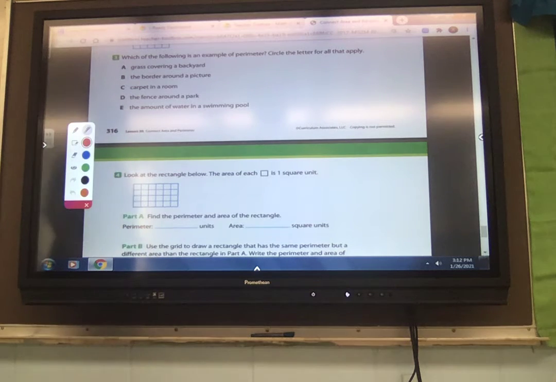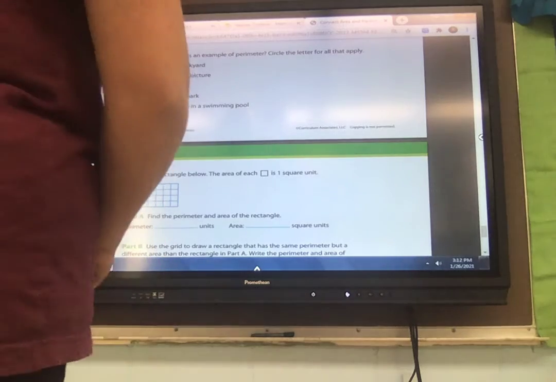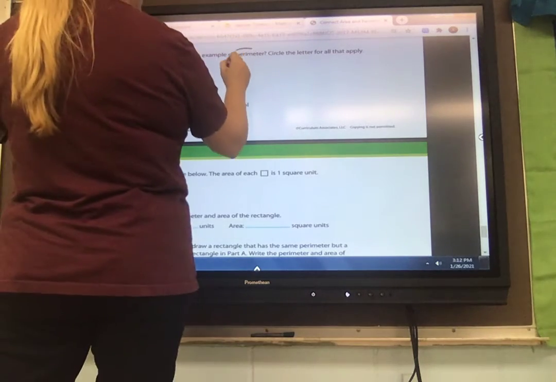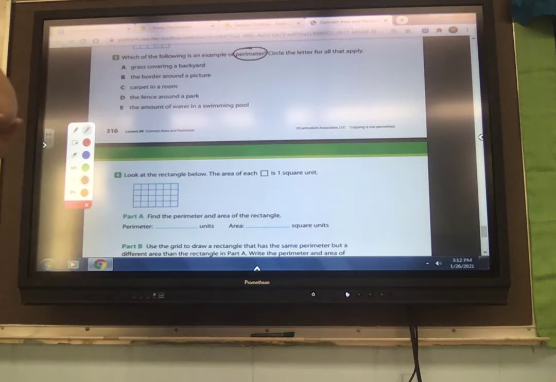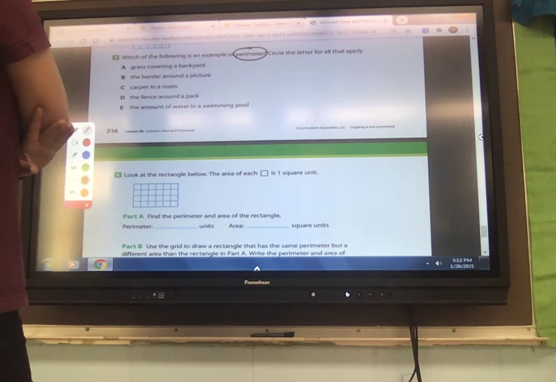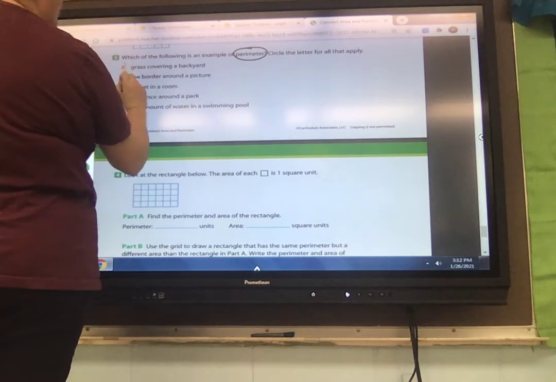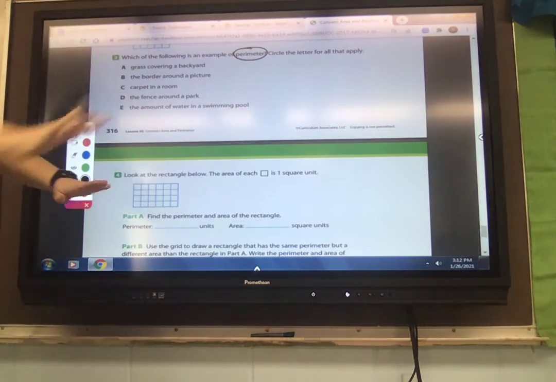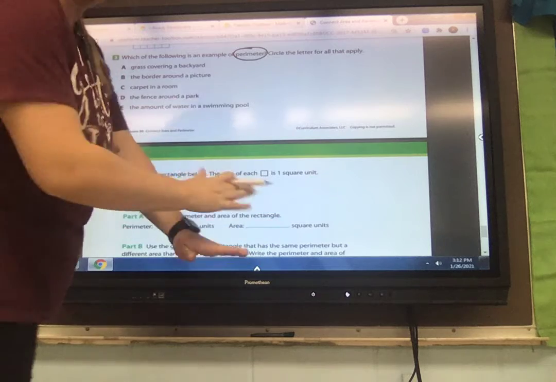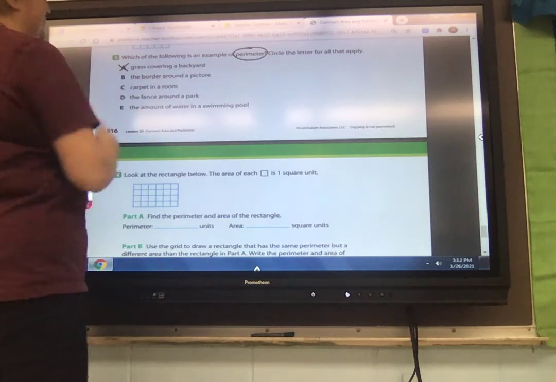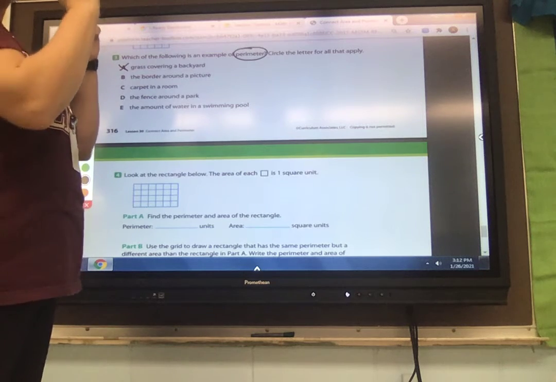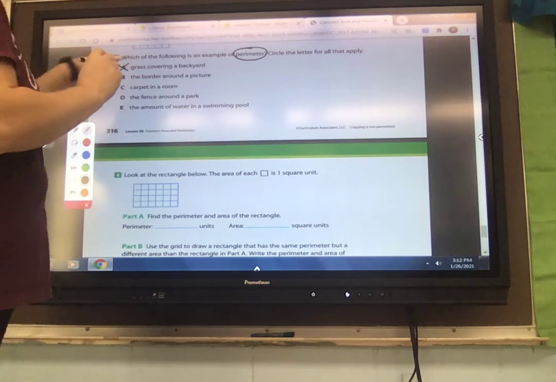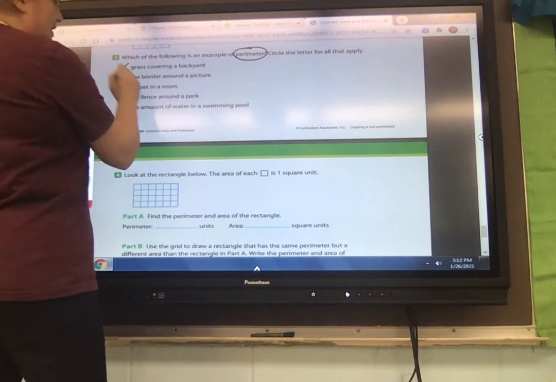Number 3. Which of the following is an example of perimeter? Circle the letter that applies for all. So there could be more than one. So perimeter is the fence that goes all around. Would perimeter be grass covering? No. Area is the grass. So A is a no. The border around. Perimeter is the fence that goes all around. So the border around a picture would be yes.